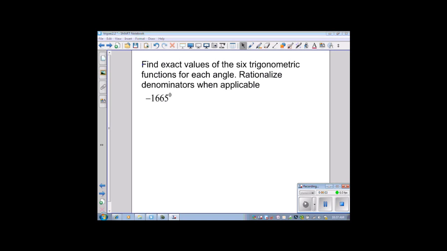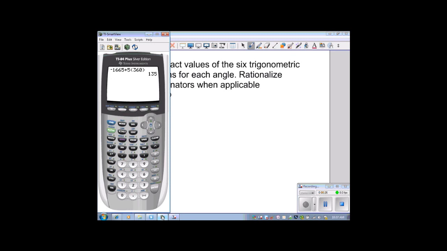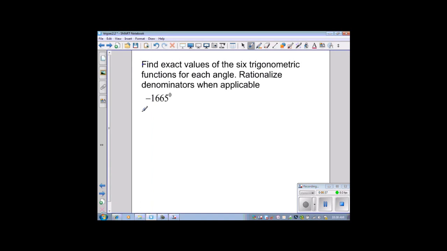Our first example asks us to find exact values of the 6 trig functions for each angle. Rationalize the denominators when applicable. Our first angle is a negative 1,665 degrees. From the previous slide, we know we have to find the coterminal angle, or an angle that represents this angle that is between 0 and 360 degrees. To do this, I just use a calculator, and I'm going to add 5 revolutions to get my angle to represent 135 degrees. So my coterminal angle being 135 degrees to represent a negative 1,665.